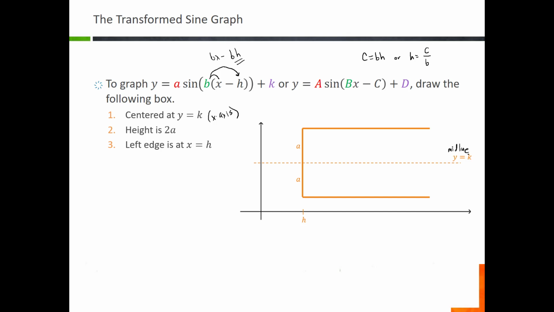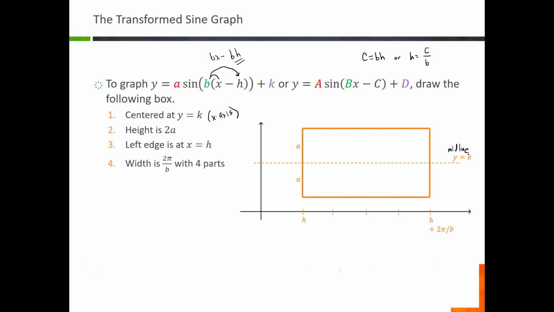The next part is where the right edge of the box is. So what is the total length of the box? Normally, the total length of one period is all we're drawing here. The length of one period is 2 pi. But what affects the period? Which letter affects how long horizontally the graph is? B. Whether little b or capital B, doesn't matter. B affects the overall shape, the length of your graph.